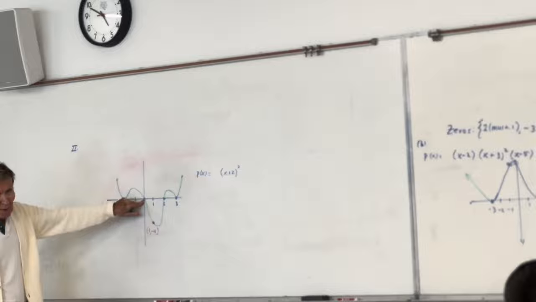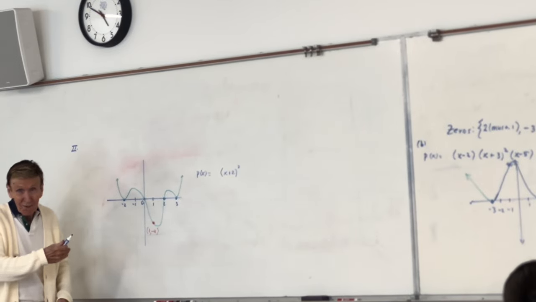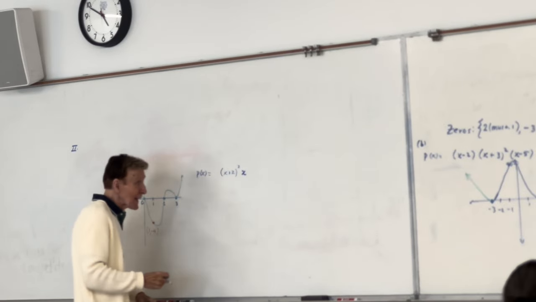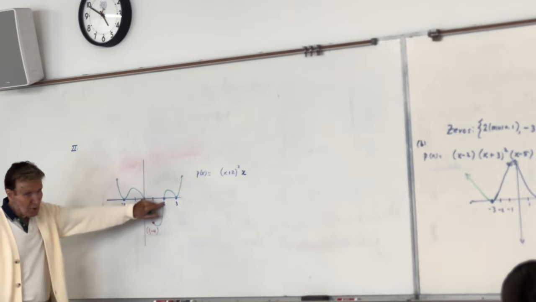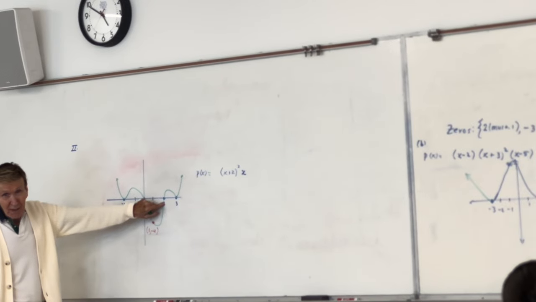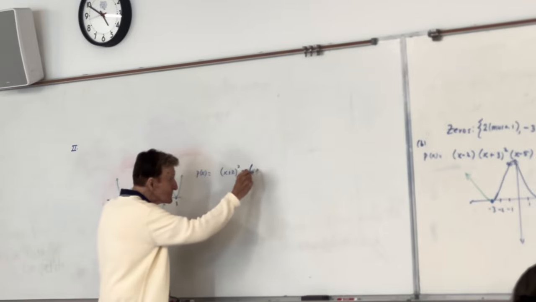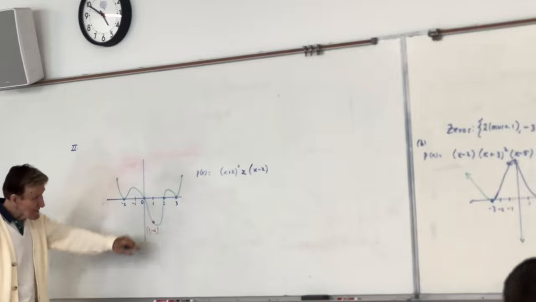Now, how would you best represent the factor that gave me that 0? X, and does it touch or cross at that point? Crosses. Just plain x, x to the first, with an odd exponent. Finally, I get to my next 0, 2, which I see crosses again. Best expressed as x minus 2 raised to the first. And then my last 0 is 3.